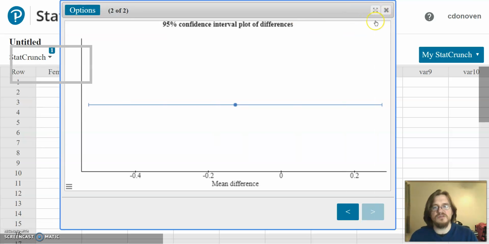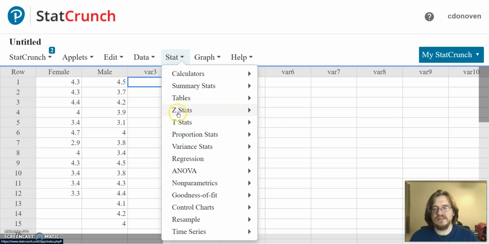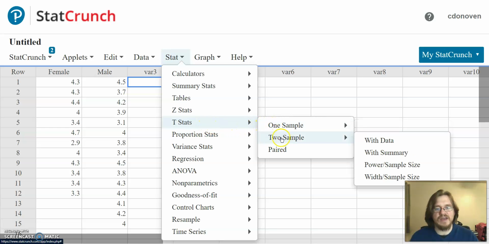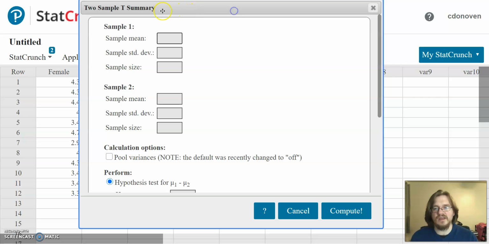So if we come to StatCrunch, we can come to statistics. Again, we are testing population means, so we'll be using the t statistics. We have 2 samples, but now we don't have the actual data values. We don't know the amount of liquid in all of these cans, so we're just going to have to use summary. When you are doing the summary, what will they ask for?